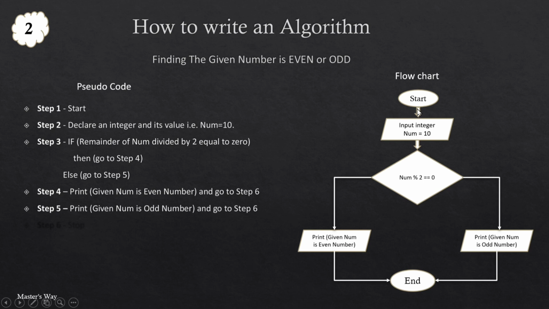It is start. We are taking input number equal to 10 and we will see whether this number is divisible by 2 and gives remainder 0 or not. Yes, it will give the remainder 0. Then it will come to this side and it will print given number is an even number. Then it will end. If this condition fails, then it will go to this side and it will print the number is odd. Then it will end. This is the path flow of the flowchart.